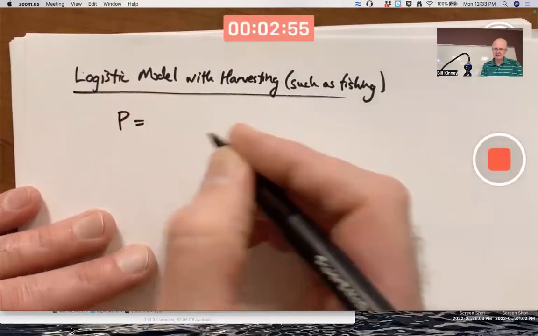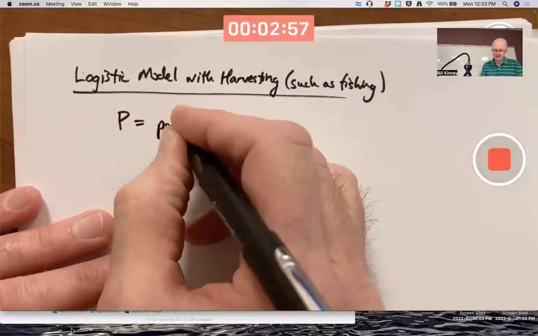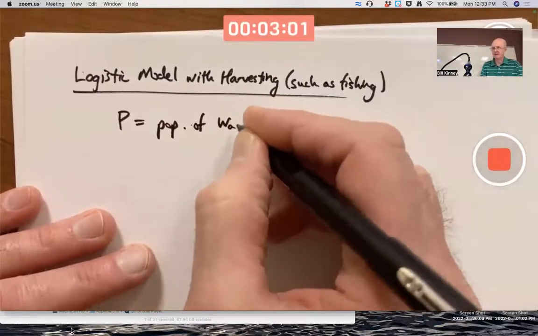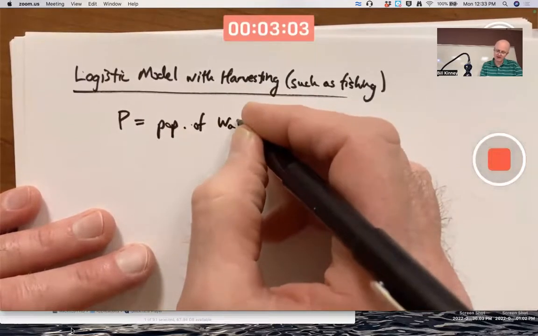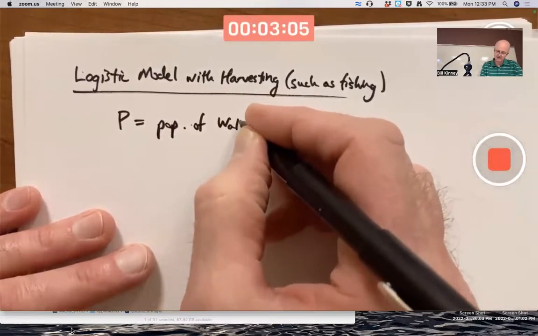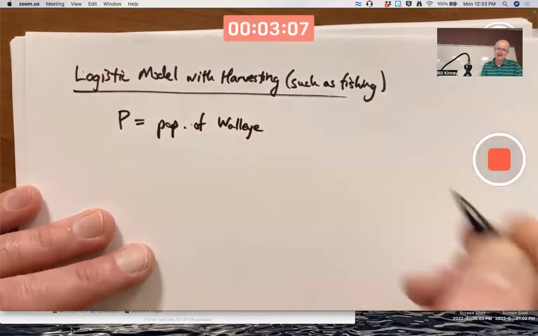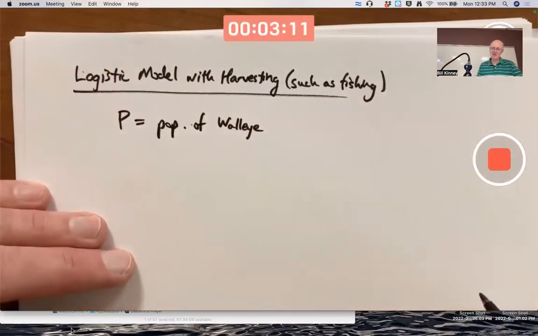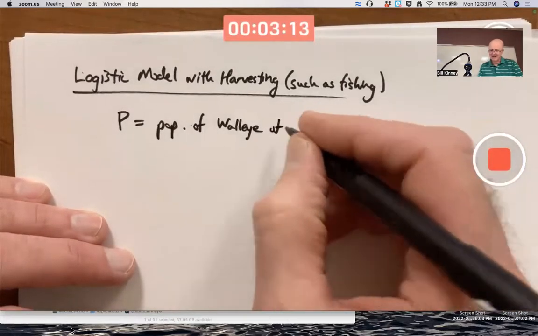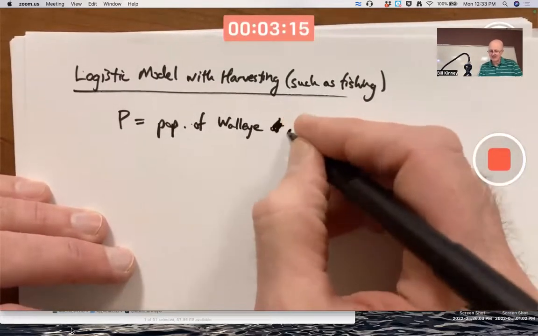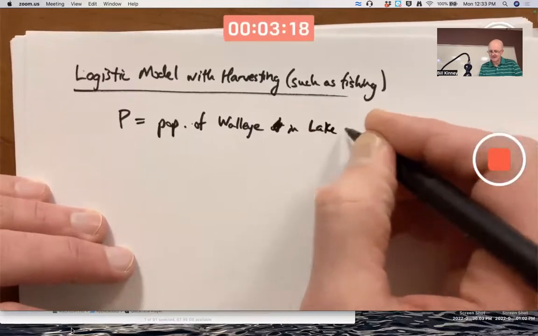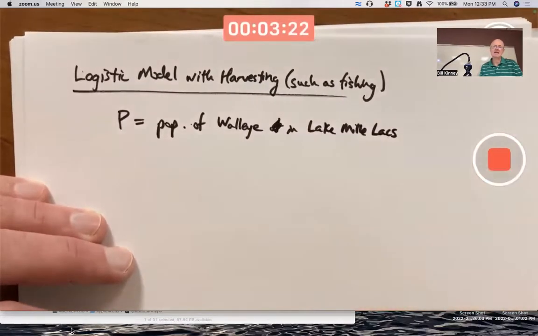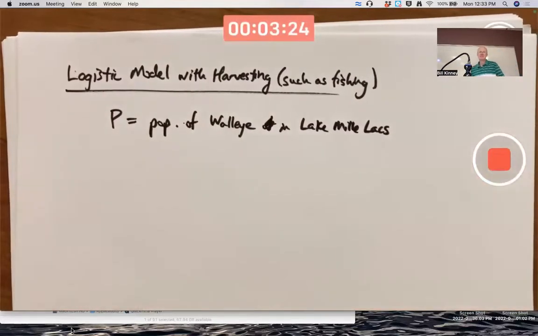Let's let P be the population of, let's say, walleye, a very common kind of fish in Minnesota here. Walleye, although I forget how you spell it. Is it two L's? Yeah. Walleye. Exactly how it sounds. Okay, there we go. Population of walleye in a certain lake. How about Lake Mille Lacs, which in Minnesota is a fairly famous lake. It's a fairly big lake here in the middle of the state.